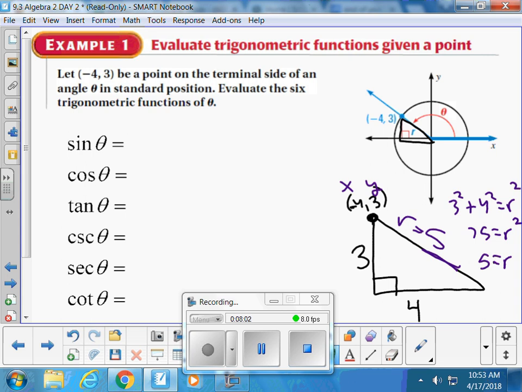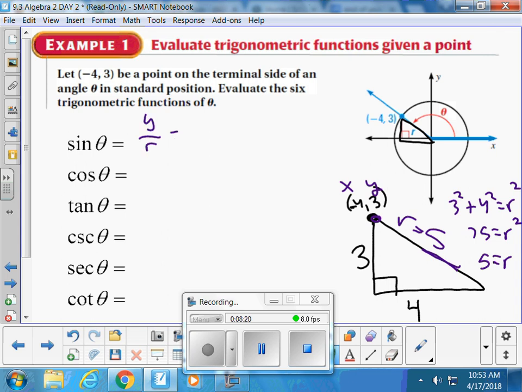How did you calculate that 3 was that side and 4 was that side? Oh, because to get to this coordinate, I would have to go left the x amount, 4, and up the y amount, 3. Make sense? Okay.